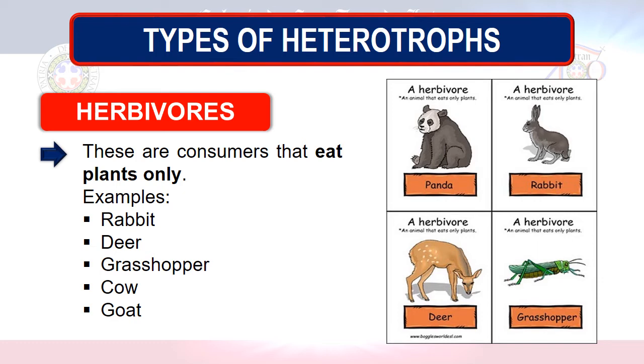First, let's talk about herbivores. Herbivores are animals whose primary food source is plant-based. Examples of herbivores are rabbit, deer, grasshopper, cow, and goat. These animals have evolved digestive systems capable of handling large amounts of plant materials. Herbivores can be further classified into frugivores, fruit eaters, granivores, seed eaters, nectivores, nectar feeders, and folivores, leaf eaters.